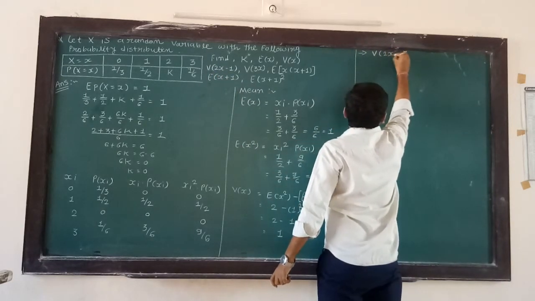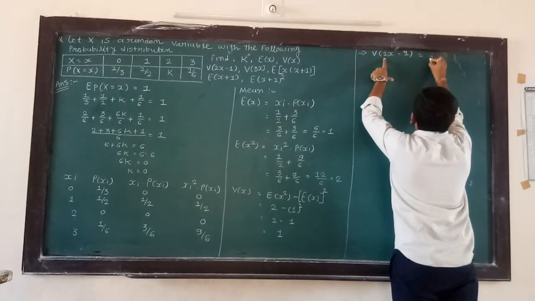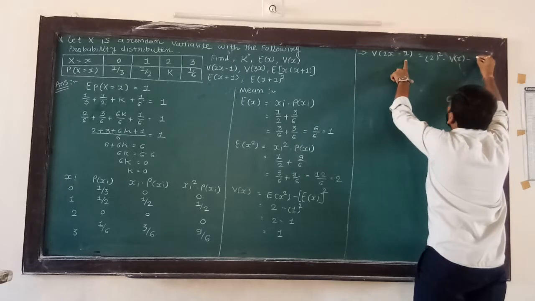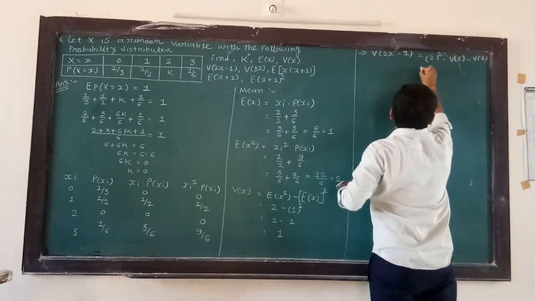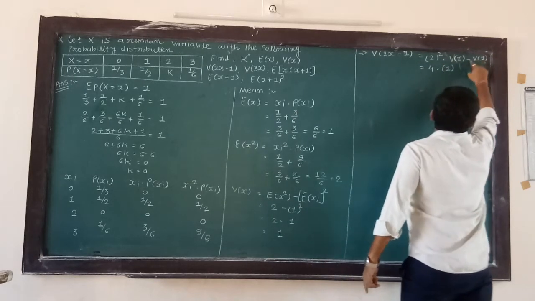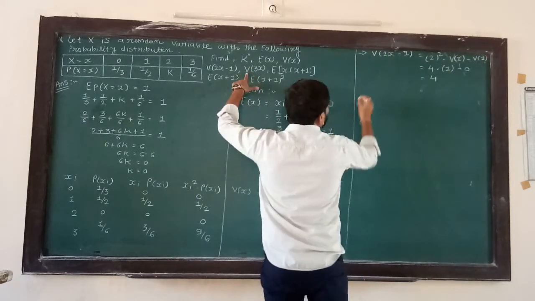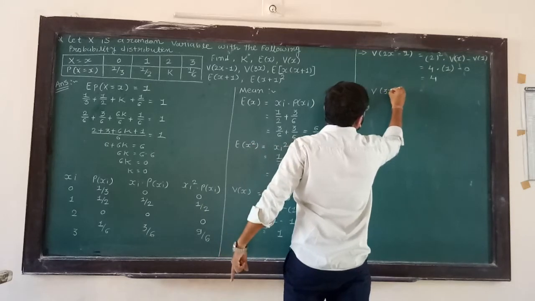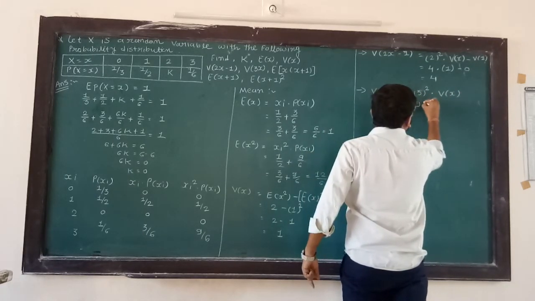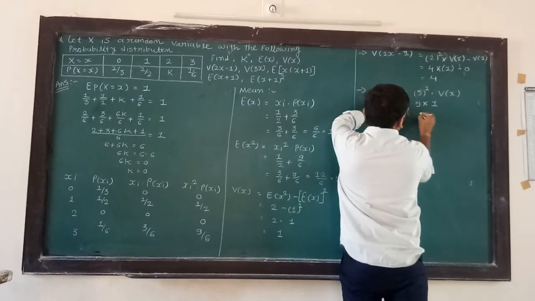After that, we are finding variance of 2x minus 1. Variance of 2x minus 1. Here variance means 2 power 2 into Vx minus V1. Here 2 power 2 means 4. Variance Vx is 1. Here V of 1 means 0. So 4 multiplied by 1 minus 0 means 4. After that, variance of 3x means 3 square into Vx. Here 3 square means 9. Vx means 1. One multiplied by 9 means 9.